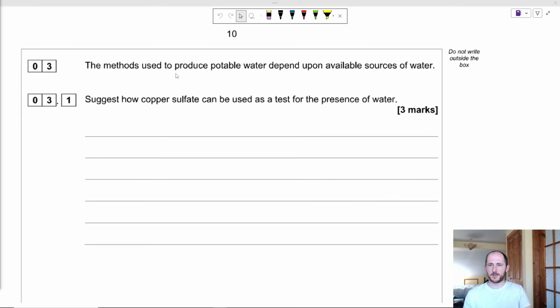For this question we have methods used to produce potable water. Potable literally just means drinking water in this context. Don't ask me why they need to have complex words for everything, but you know. Depend upon available sources of water. And we need to suggest how copper sulfate can be used as a test for the presence of water. Now, this might seem a bit obvious, but you need to say what you do with the copper sulfate.